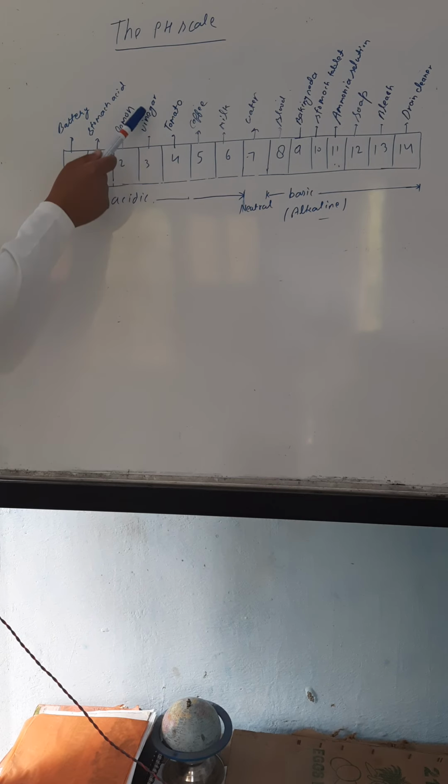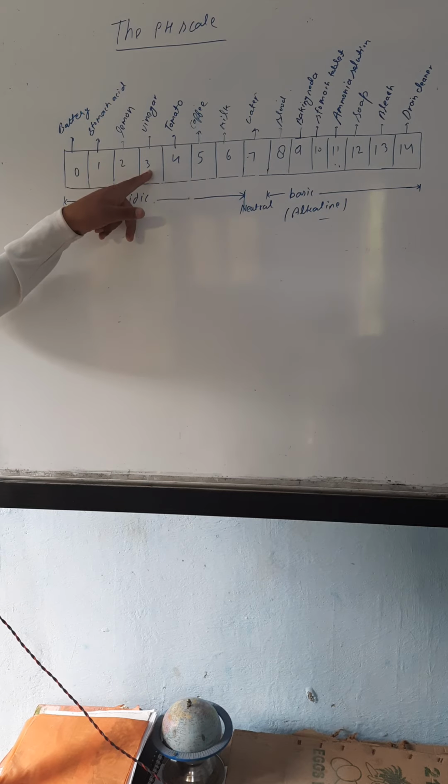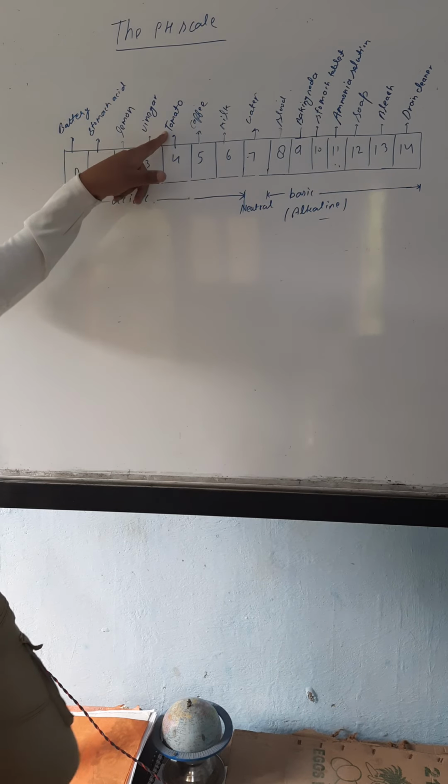The acid which is there in the vinegar, acetic acid, has a pH value of around 3. Then you have the acid in the tomato, tartaric acid I think, and its pH value is around 4. Similarly, we have the acid in the coffee, pH value around 5. Then in the milk you have acidic content also, and its pH value is around 6. And water has the pH value 7.